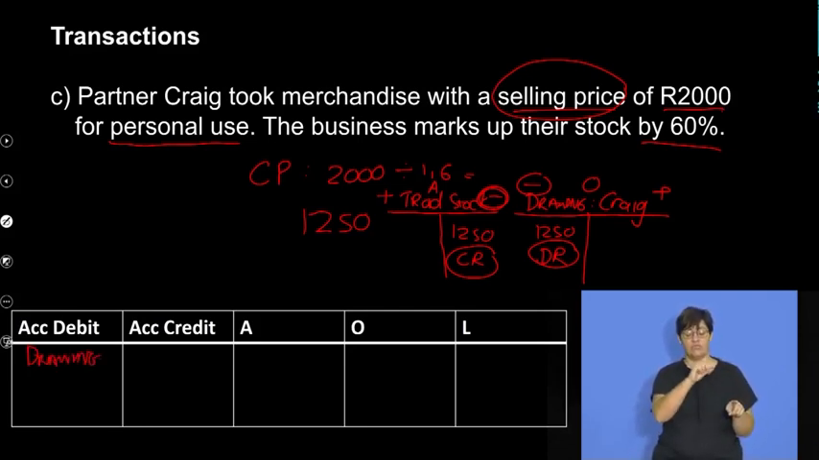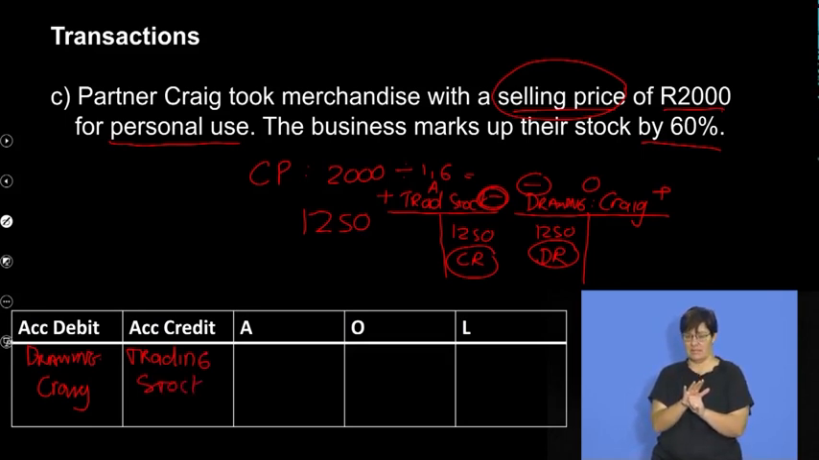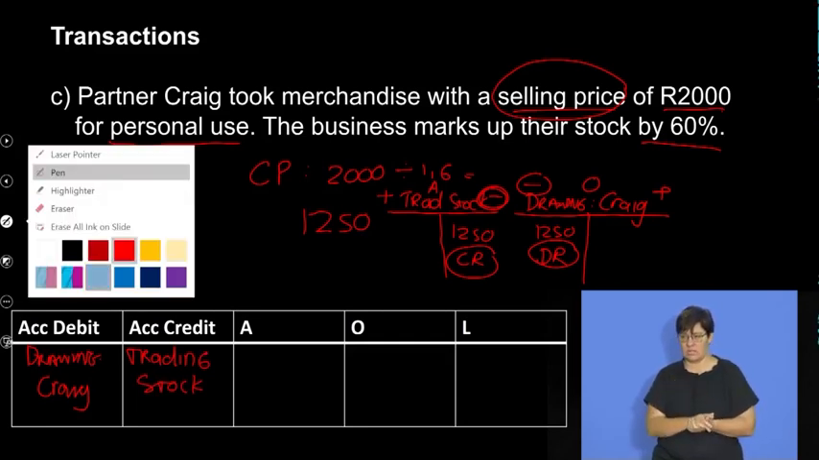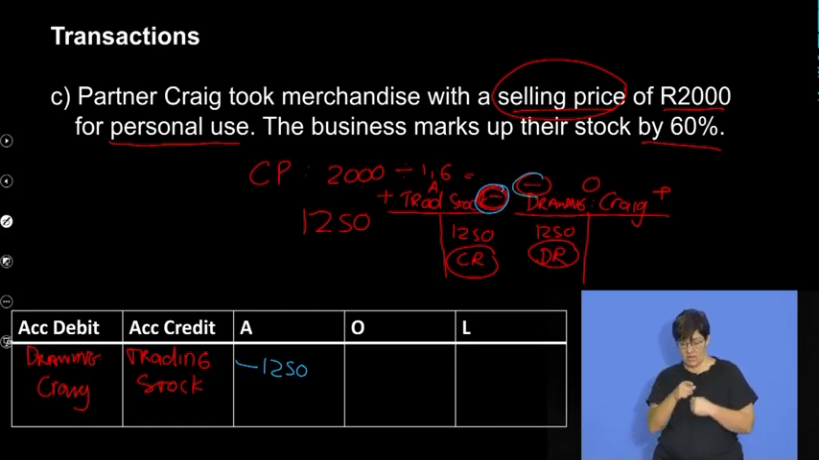And again, I'm reminding you it's Craig. Okay. And then we are crediting trading stock. The impact this has on our accounting equation: if we look at trading stock, our assets are decreasing. We've got less stock in the business, so minus 1,250. And then drawings, equity is now decreasing by 1,250. Okay, you guys got this.